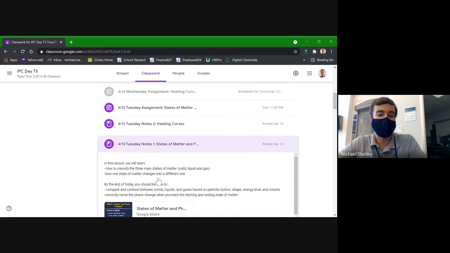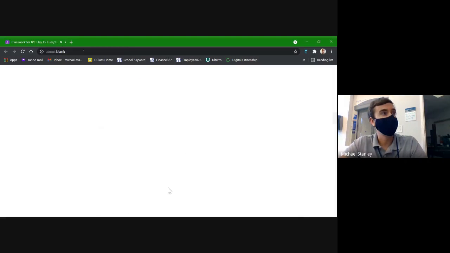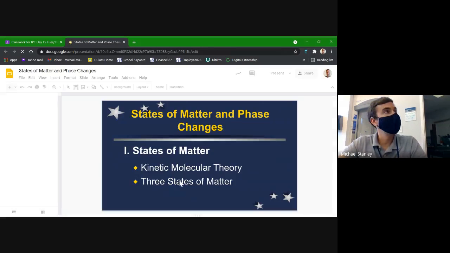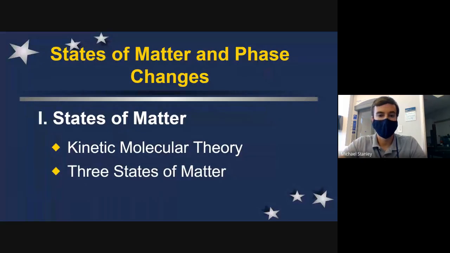So our main notes today have to do with states of matter, like I said, the solid versus liquid versus gas, as well as phase changes, or how one state of matter changes into a different one. So states of matter and phase changes is going to be the first section of class today.